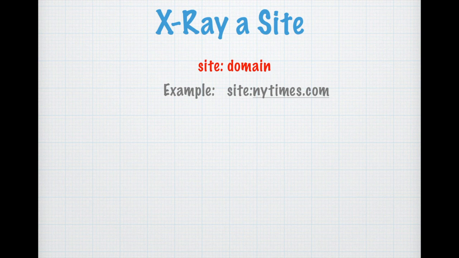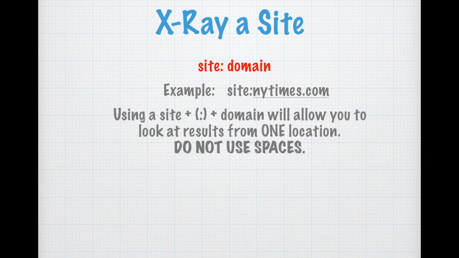So if I use the word site, colon, and a domain, any content that I write after it will find that content within that website. For example, I'm going to use the word site plus a colon plus a domain, and that will look at results from only one location. Do not use spaces. That's the key. Do not put spaces between the word, the colon, and your domain. So let's look at how that's going to look.